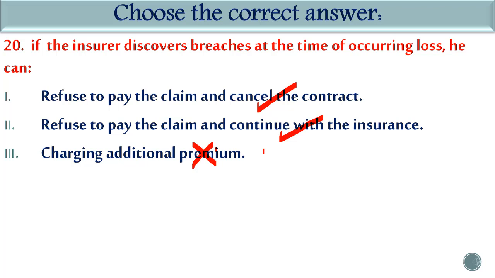The third case, refuse to pay the claim and impose additional terms. And finally, the fourth one, refuse to pay the claim and charge additional premium. So charging additional premium without refusing to pay the claim isn't one of these cases, but it's one of the cases of discovering breaches before occurring loss. So our true answer is 1 and 2.